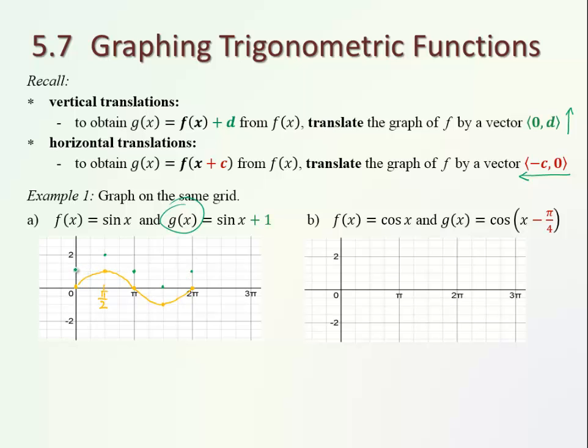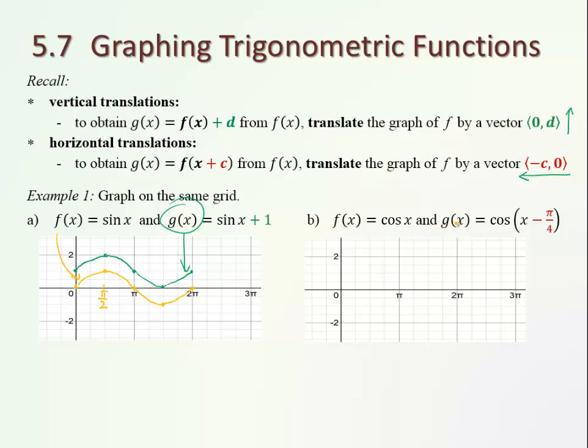We will usually graph just first period of the curve, unless stated otherwise. So that's good enough. We know that this wave will proceed farther both ways. Okay, so the green shape is g of x, and the yellow is our original sine f of x. Let's do the same in example b.